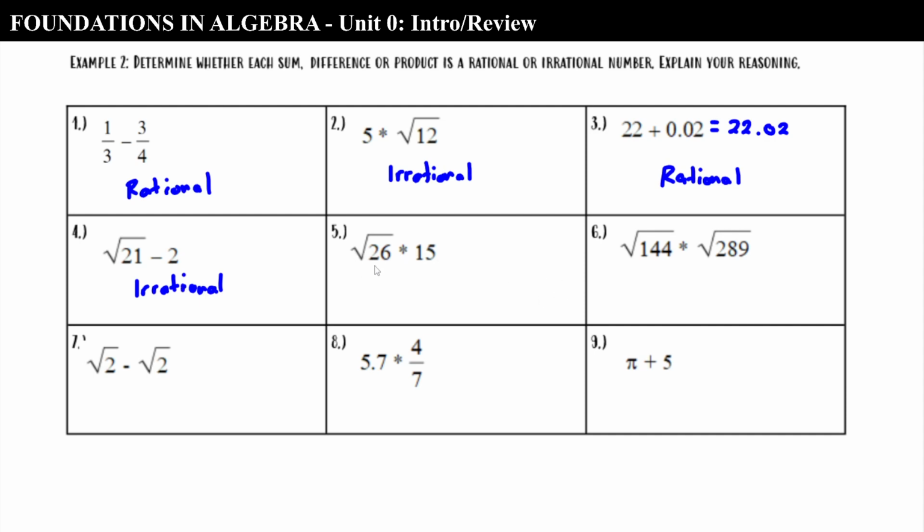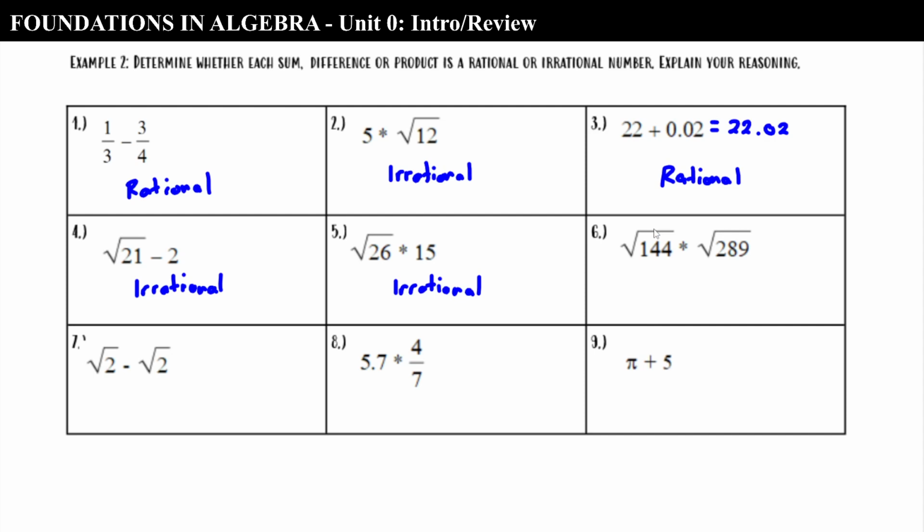For number 5, we have an irrational because the square root of 26 does not come out nice and even. And then we have it multiplied by a rational number. Well, we're still going to have all that mess going on behind the decimal, so therefore we have irrational.